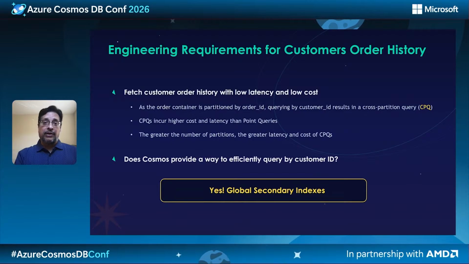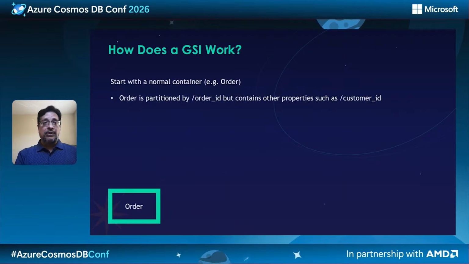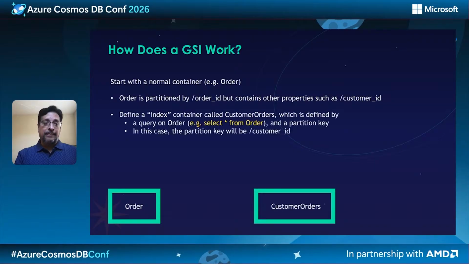Called global secondary indices. Let's look at how this works. Let's start with our normal container, the order container. As we mentioned earlier, it is partitioned by order ID, but it contains other JSON properties like customer ID.